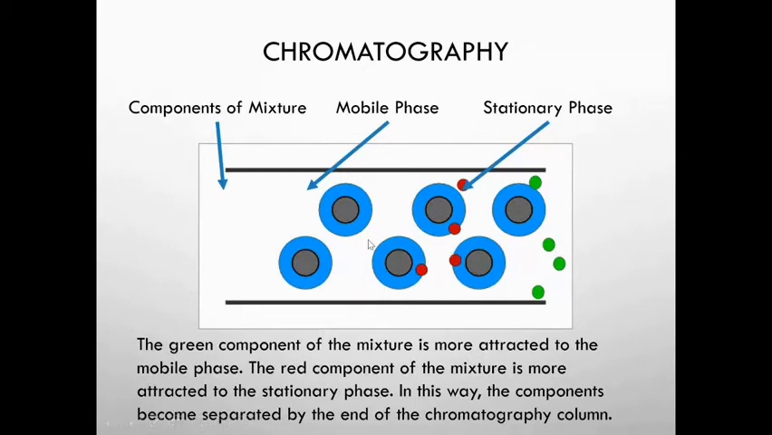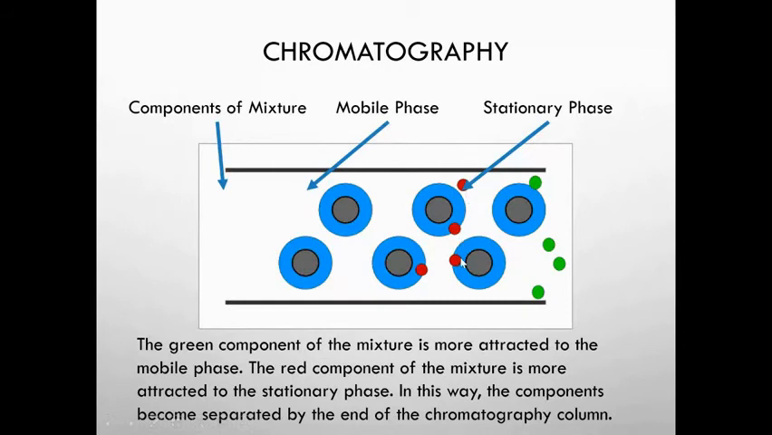In this particular animation, the red parts of the mixture are more attracted to the stationary phase. The green components of the mixture are more attracted to the mobile phase. So I'm going to restart this animation and we'll see this again. So there's the components. They're moving from left to right. The mobile phase is carrying them from left to right.